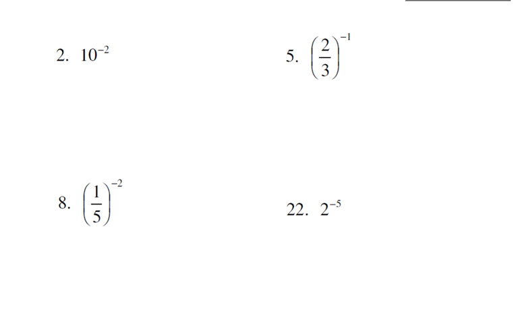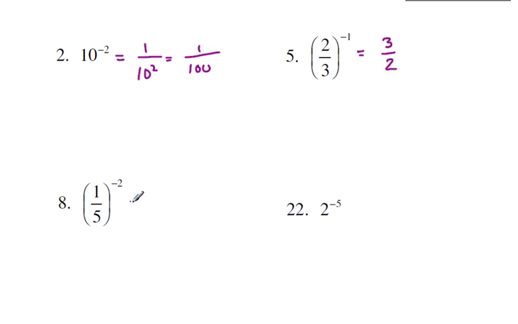So in this very first problem, we have 10 to the negative 2. That's the same thing as 1 over 10 squared, or 1 over 100, and we're done with that problem. Over here, we can simply say, if I've got a negative 1 power, it's going to flip my fraction, because 2 to the negative 1 would go to the bottom as 2 to the first, and 3 to the negative 1 on the bottom would go to the top as 3 to the first.